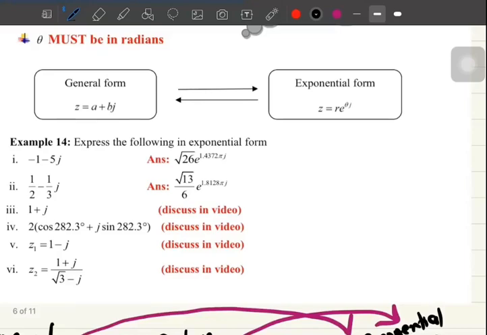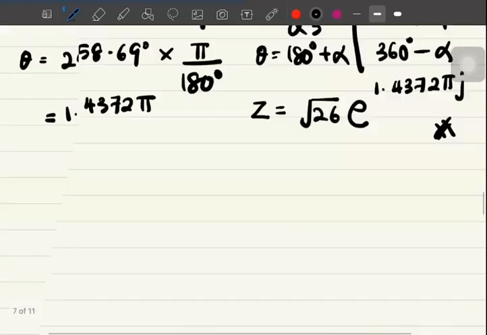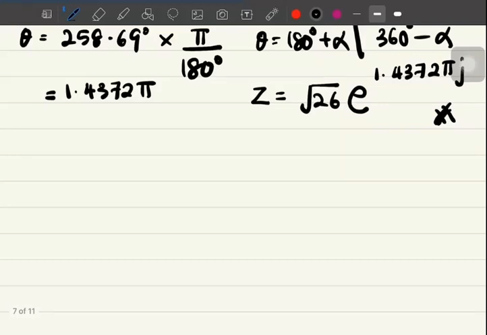Cuba buat yang lain. Puan, kalau titik perpuluhan tu prefer berapa decimal places? At least 4. At least 4. Untuk semua calculation lah. Ya, semua calculation. At least 4.